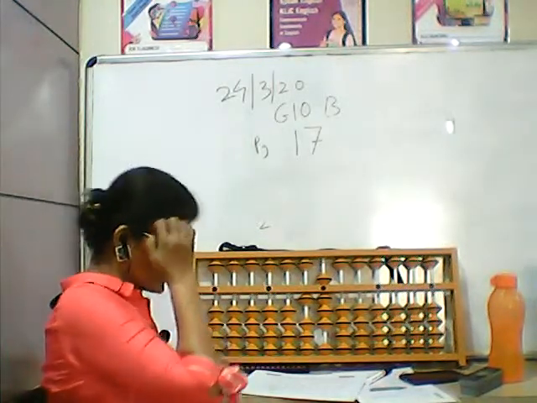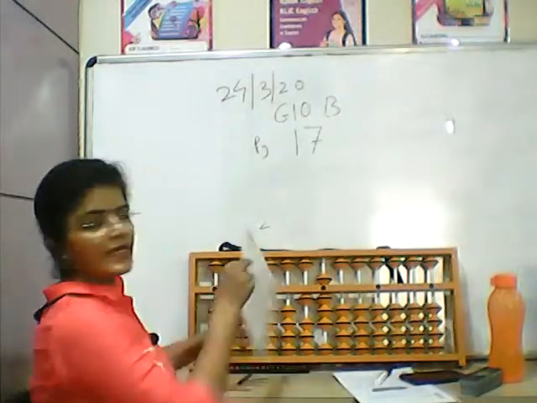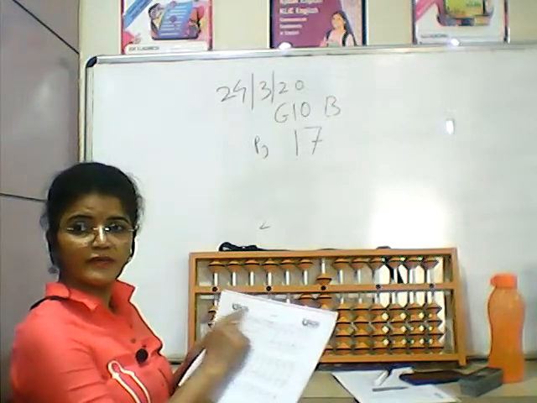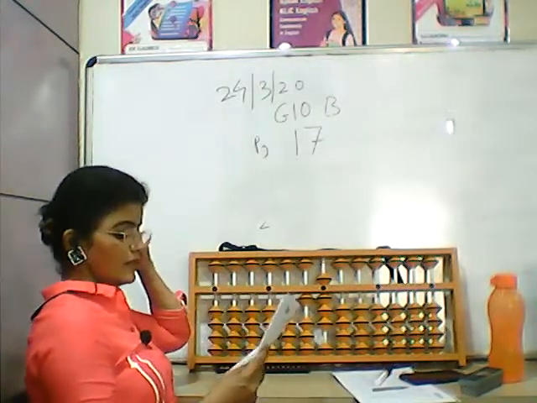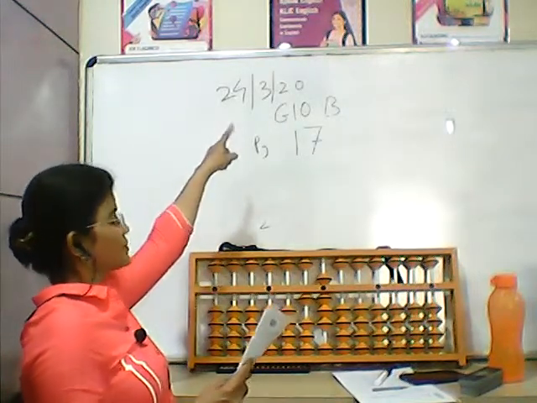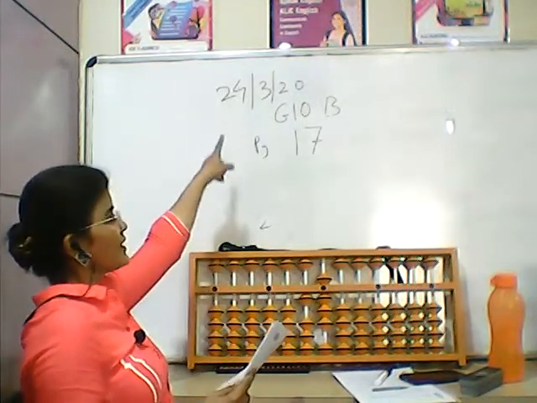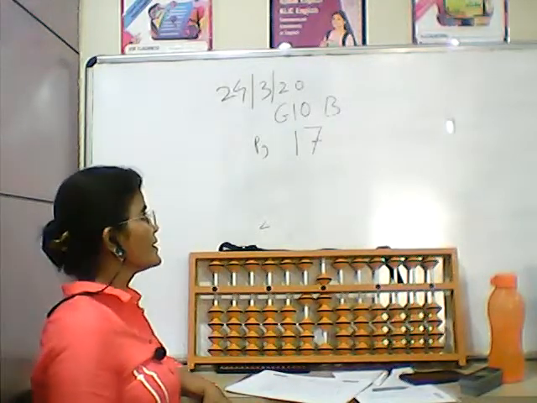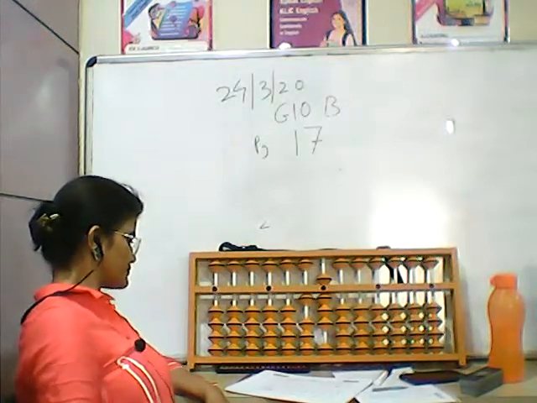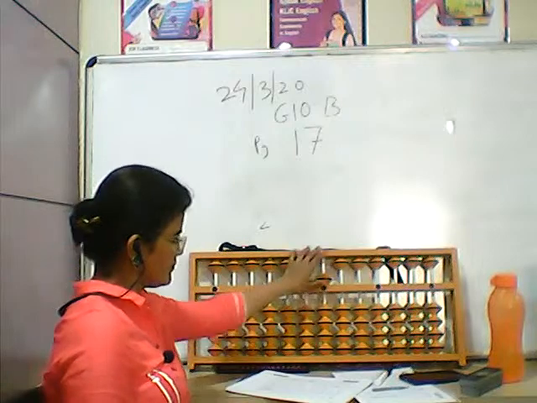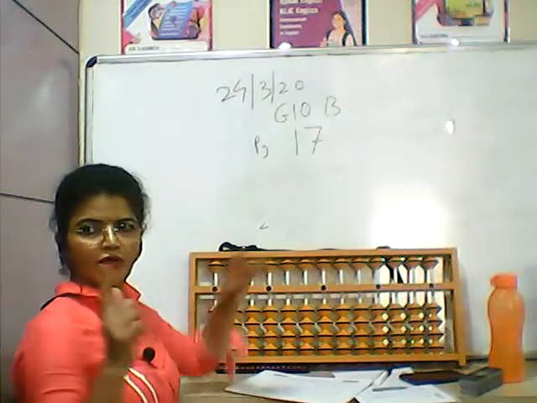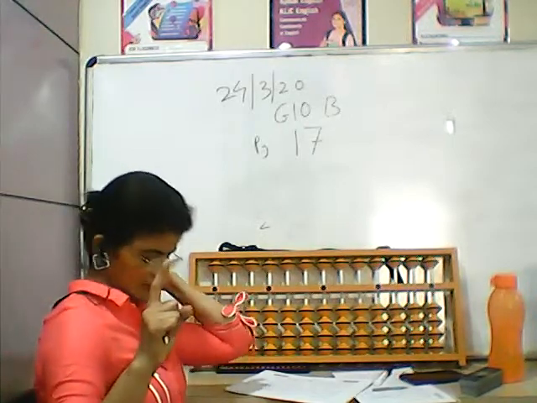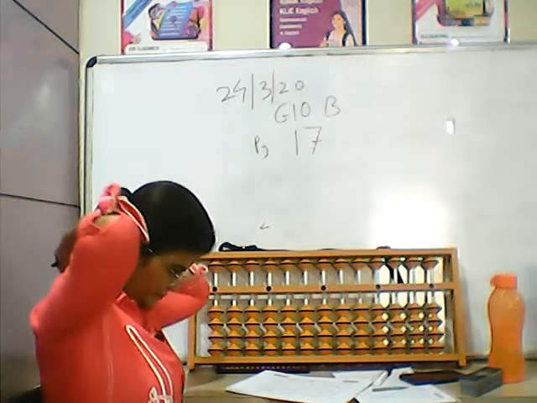Page number 17. Write today's date here. 24th March. Write CW. Short zoom. Hold your pencil, make a gun, hold your abacus. Sum number 1.